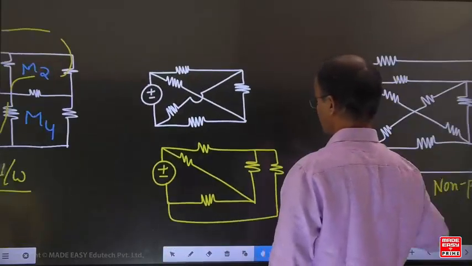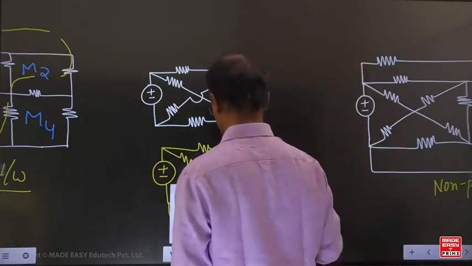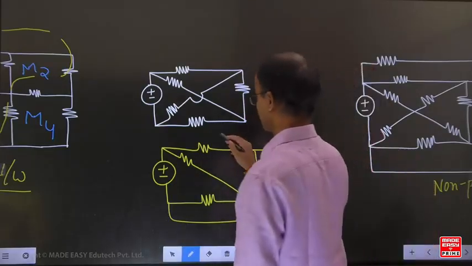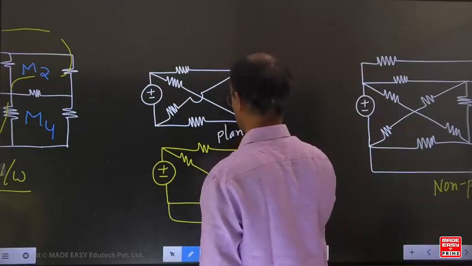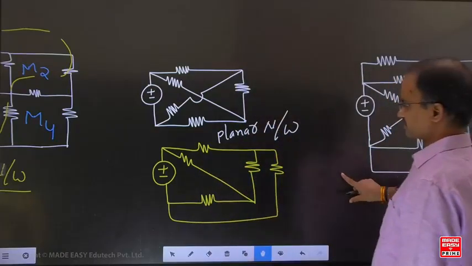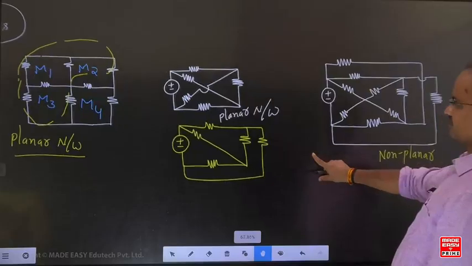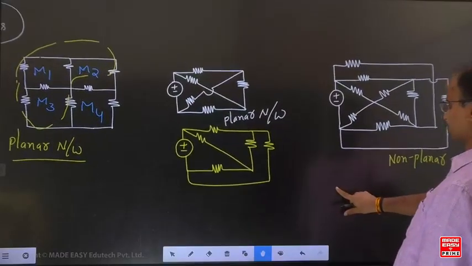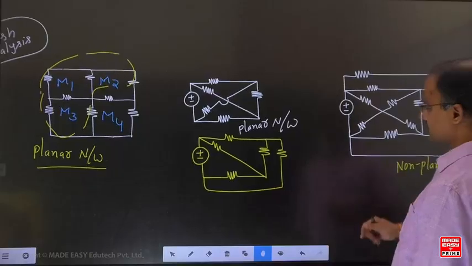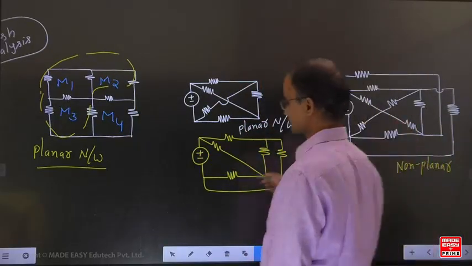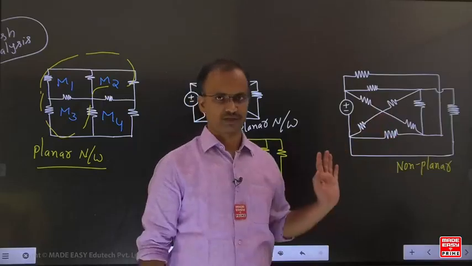But if you come to the second one, even though crossovers exist, we can redraw this network without any crossover. That's why it is also a planar network. Copy the figures, all three figures. Look, the first two are examples of a planar network, and the third one is a non-planar network.